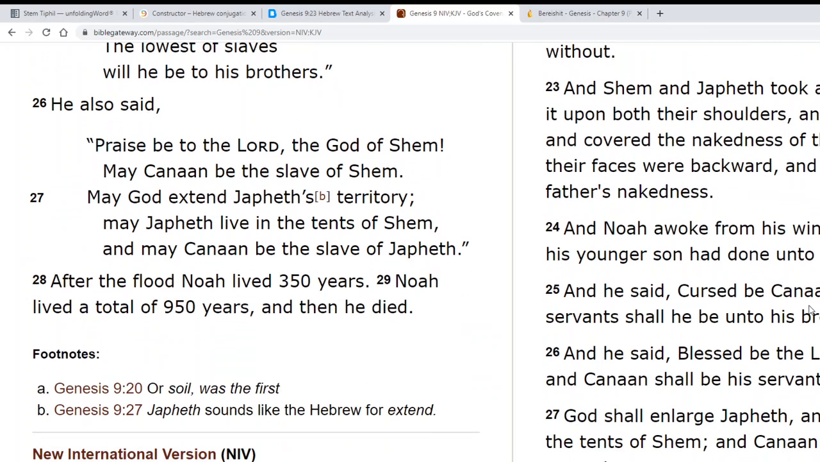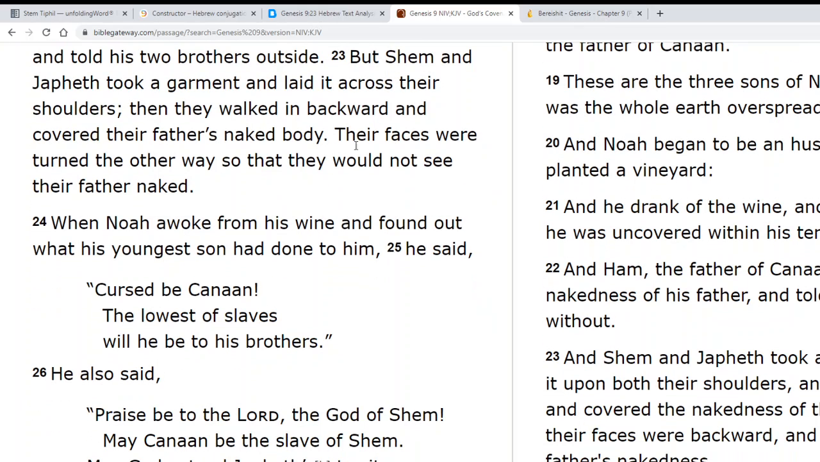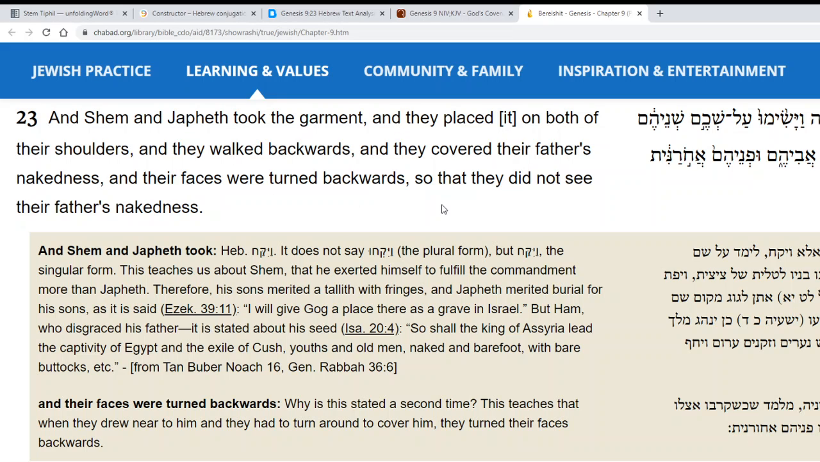So verse 23 in the King James: And Shem and Japheth took a garment and laid it upon both their shoulders and went backward and covered the nakedness of their father, and their faces were backward, and they saw not their father's nakedness. Okay, verse 23, NIV: But Shem, so they're translating the conjunctive vav as a but. Shem and Japheth took a garment and laid it across their shoulders, then they walked in backward and covered their father's naked body. I would say nakedness. The word body isn't in there, definitely. Their faces were turned the other way so that they would not see their father naked. Much more figurative translation, but I actually like that.